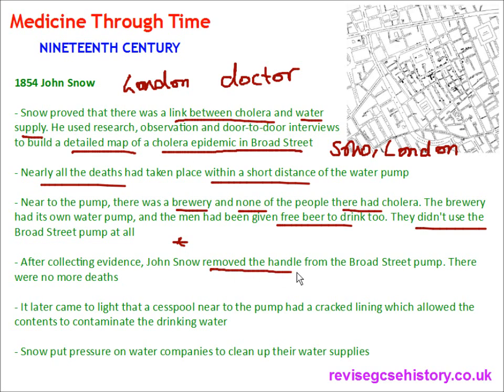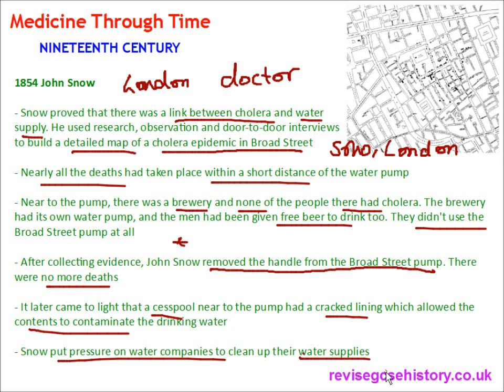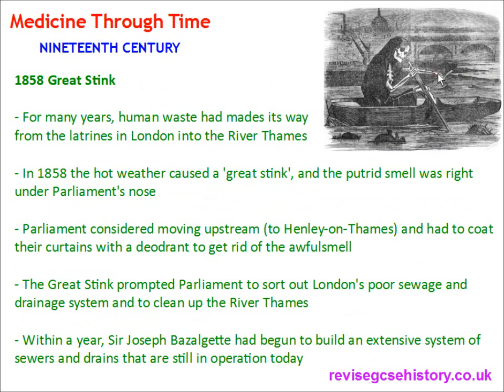After collecting evidence, John Snow removed the handle from the Broad Street pump. There were no more deaths. It later came to light that a cesspool near the water pump had a cracked lining which allowed the contents to contaminate the drinking water, and Snow then put pressure on water companies to clean up their water supplies. So that's the work of John Snow.